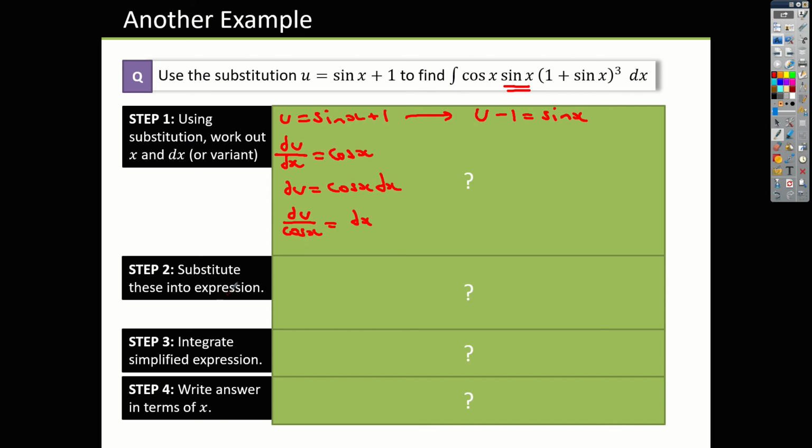Right, substitute into the expression. This is step 2. So now I'm going to rewrite this star. And it's cos x. Currently can't write that in terms of u. Sine x is given up here, u minus 1. 1 plus sine x cubed is just the same as u cubed. And dx is du over cos x. Okay, and then praise the Lord, cos x there cancels with this cos x down here.